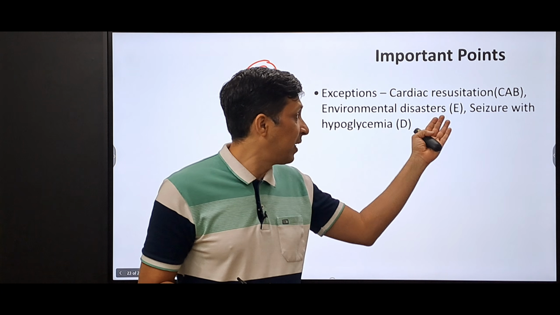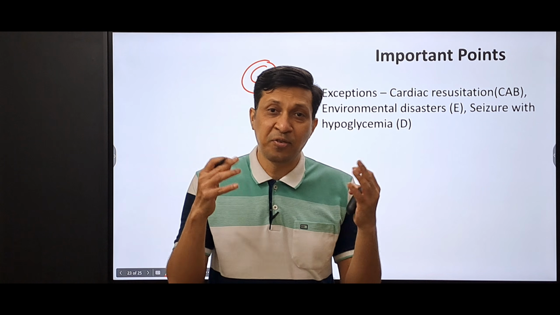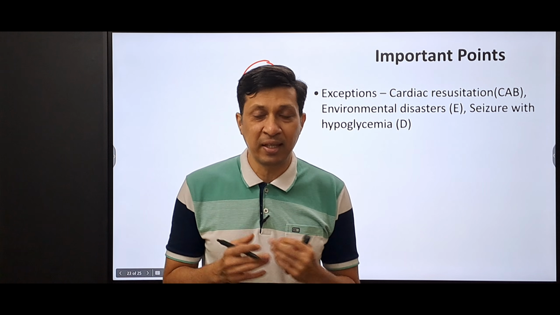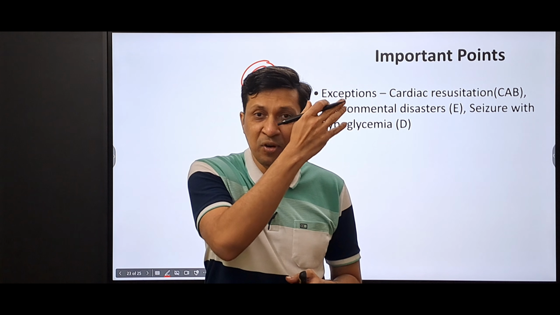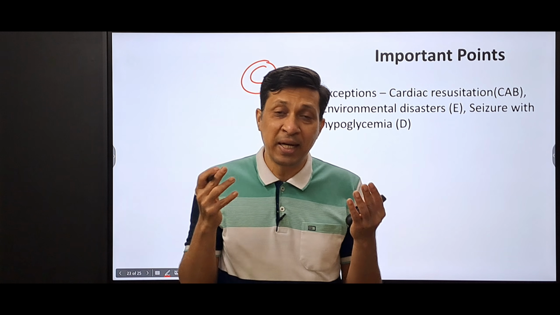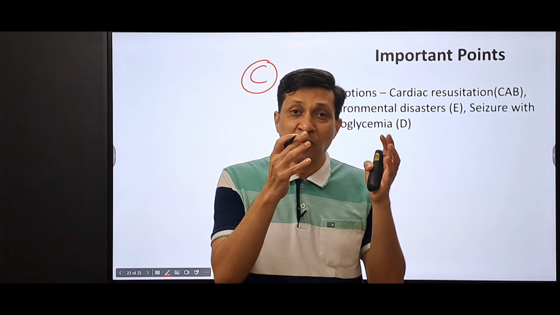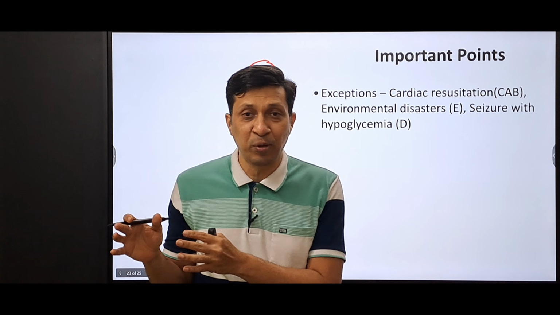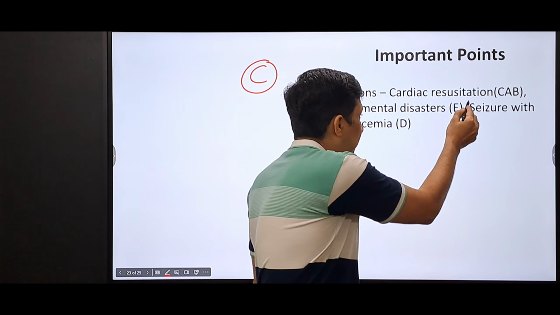In environmental disasters, E comes into priority. For example, there is fire and you have to manage the patient there. And if you go and check for airway, breathing, circulation, and all those things, it will be dangerous to your patient and also to your life. So here, first you have to take the patient to a safe position and then manage there. So here, E takes the priority.